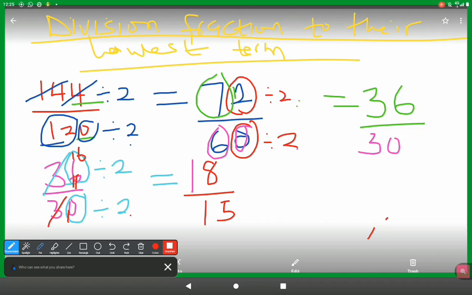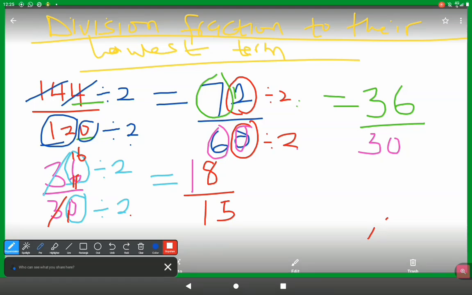So 18 over 15, if you look at it very well, let's check. 8 is an even number. It can be divided by 2. But 5 is not an even number. So that means I cannot use 2 to divide any longer. So let's check for another digit that I can use to divide both 18 and 15 at the same time. I've considered the 2. 2 cannot be used again. So let's look at 3.